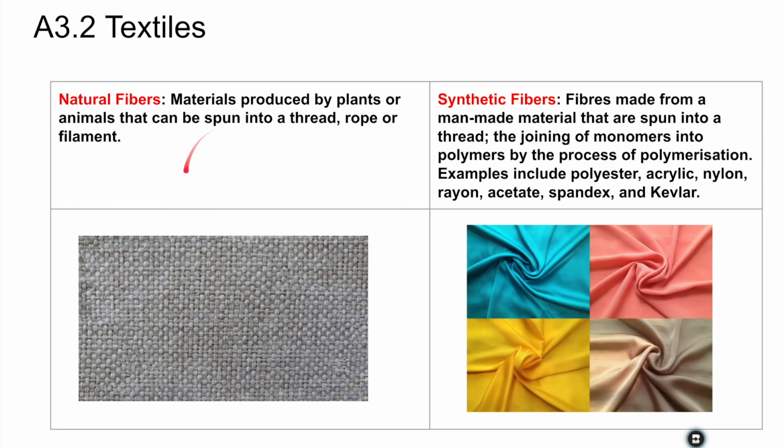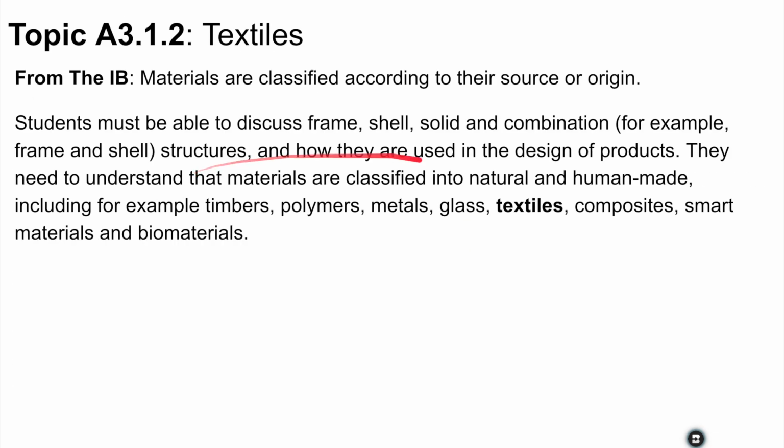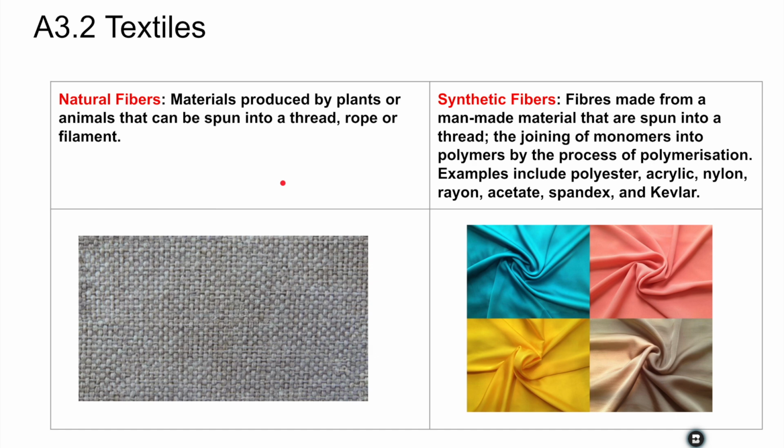So first of all, let's talk about the difference between natural and synthetic fibers. One of the things we need to focus on is being able to identify and understand materials that are classified as natural and human-made. Natural fibers are materials produced by plants or animals that can be spun into thread, rope, or filament. Synthetic fibers are made from man-made materials and are spun into thread, through the joining of monomers into polymers by the process of polymerization, and this includes fibers like polyester, acrylic, nylon, rayon, acetate, spandex, and Kevlar. And we'll talk about this a little bit more.